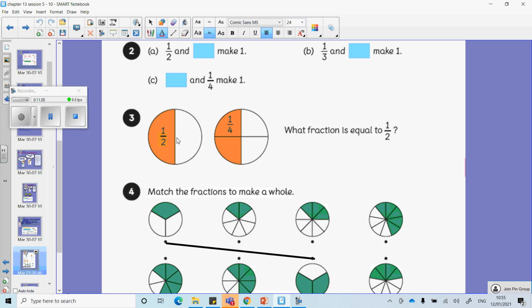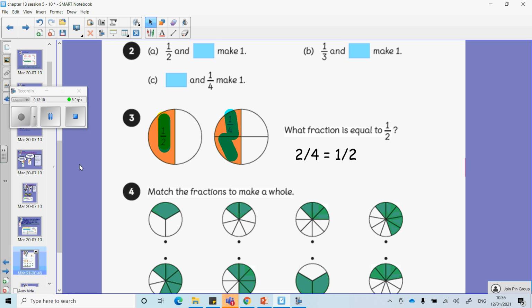So on this side of the screen we have 1/2 over here. But what fraction is equal to it? Well, I can see that I have 1/4 there, but I also need to make sure I've got that one. So that is another quarter. 1/4, 1/4. That's 2 quarters. So I could say what fraction is equal to 1/2? 2 quarters are equal to 1/2. There we go.